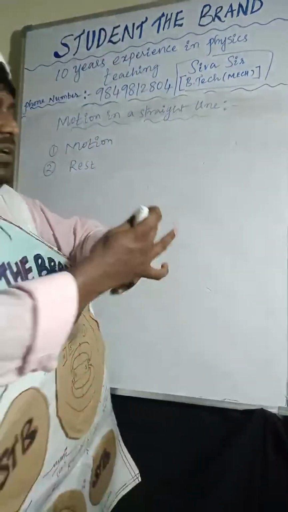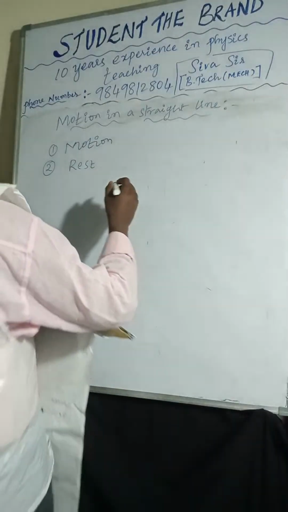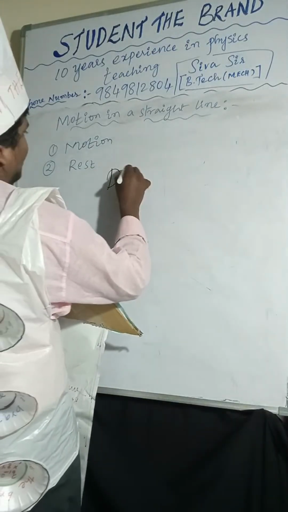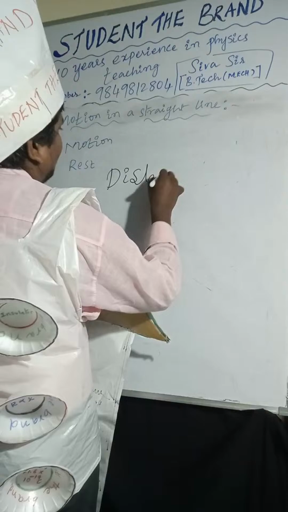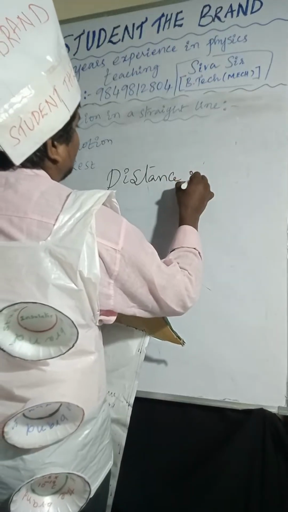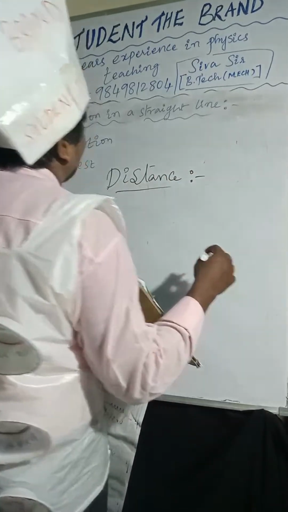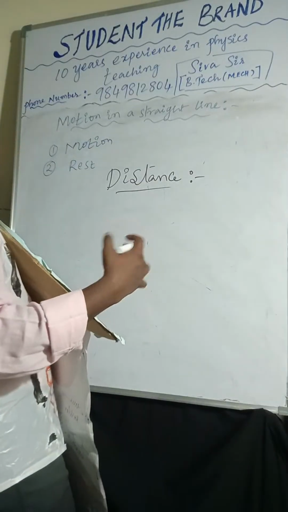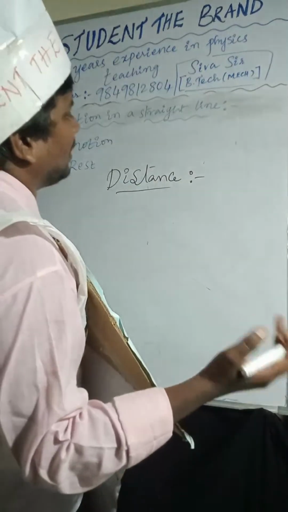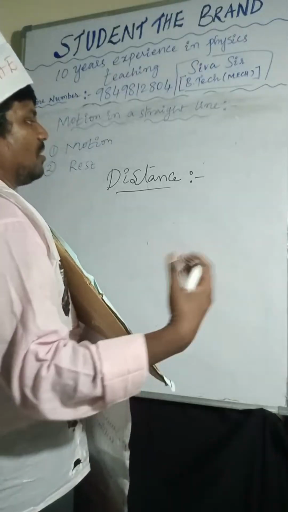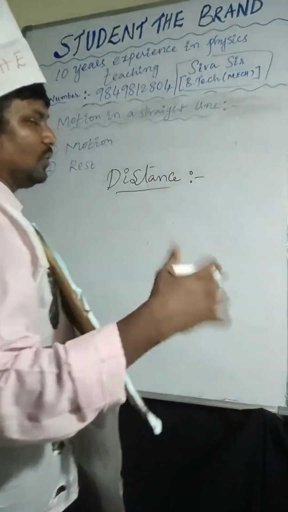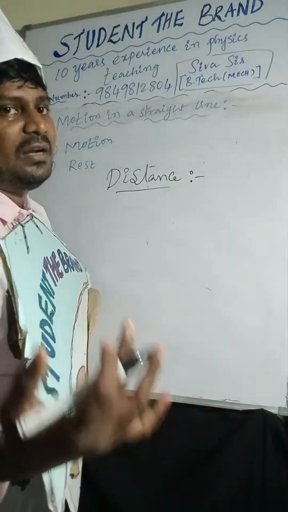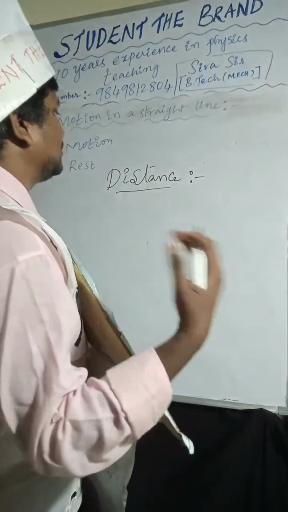Now I am considering distance here. I am talking about distance. Distance is nothing but the total length of the path, or the path covered. The total length covered by an object is called distance.